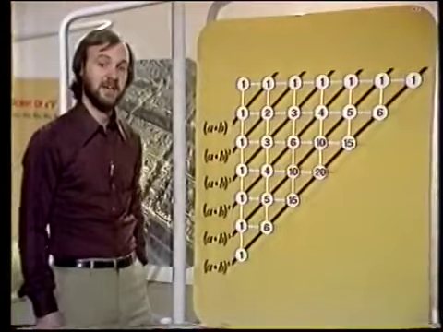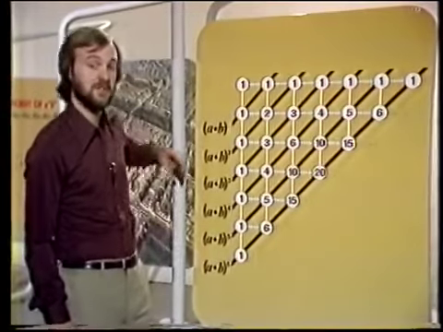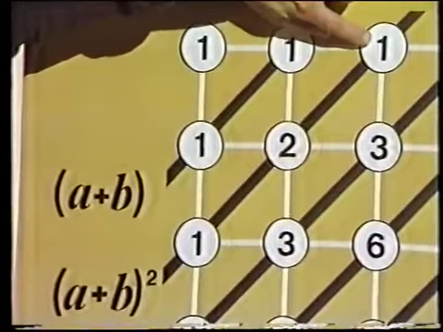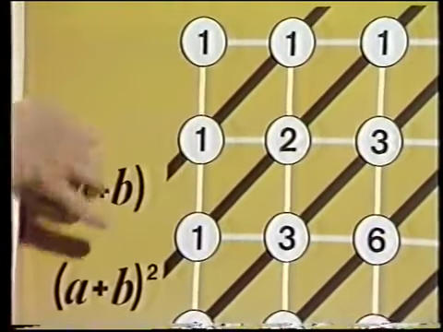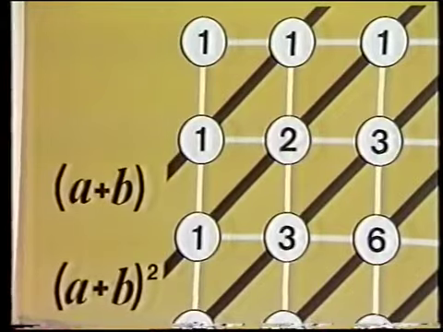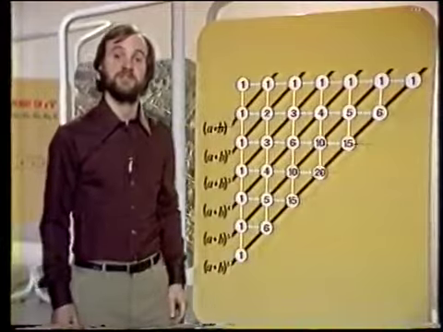But that's not the only diagonal that's interesting. Every one of them has some property. Let's look at one near the top. This one, you see the numbers 1, 2, 1, which correspond to the coefficients that you recognize for a plus b squared. And that's true of every one of those diagonals.